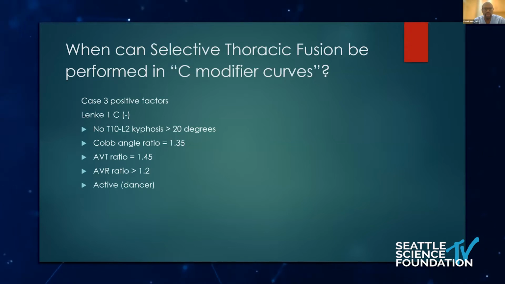there are some positive predictors of being able to achieve a selective thoracic fusion, and these were published by Lenke and colleagues. Her AVT, or apical vertebral translation ratio, was 1.4, so above 1.2 gives us a favorable chance of achieving a selective thoracic fusion, and AVR was above 1.2 as well.